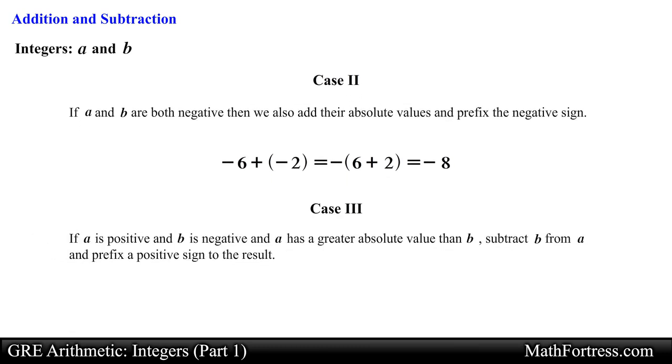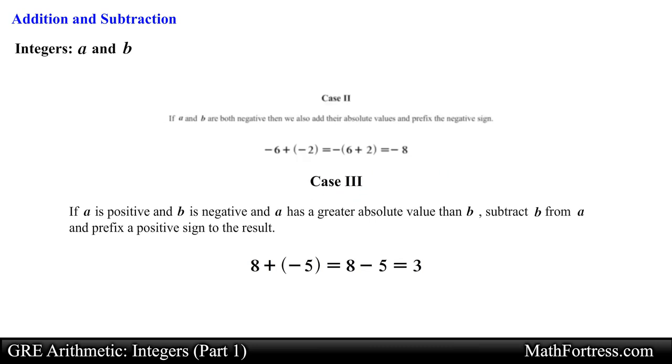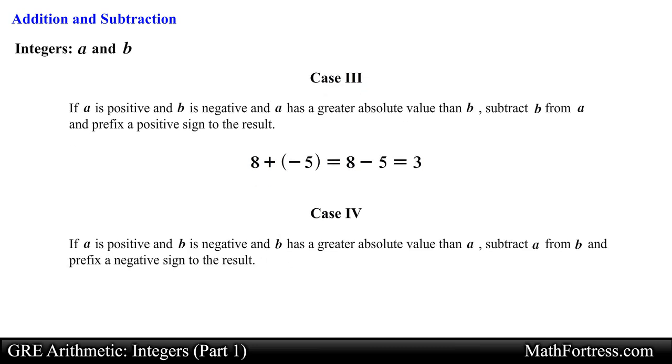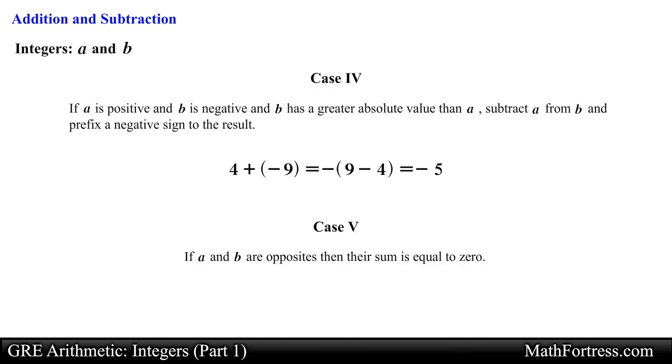If a is positive and b is negative, and a has a greater absolute value than b, subtract b from a and prefix a positive sign to the result. For example, 8 plus -5 will be equal to 8 minus 5, which is equal to 3. If a is positive and b is negative, and b has a greater absolute value, then subtract a from b and prefix a negative sign to the result. For example, 4 plus -9 is equal to 9 minus 4, which is equal to 5, and then we prefix the negative sign. If a and b are opposites, then their sum is equal to 0. For example, 2 plus -2 is equal to 0.